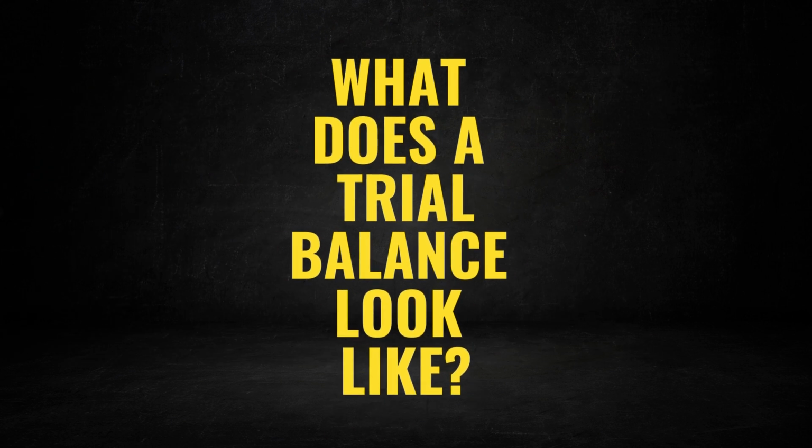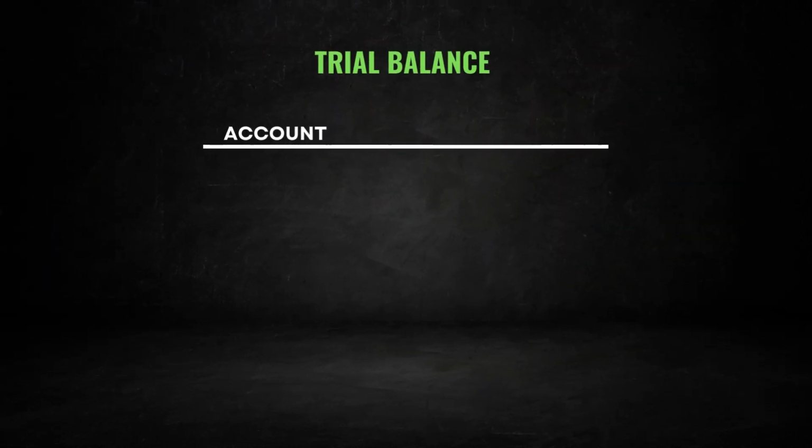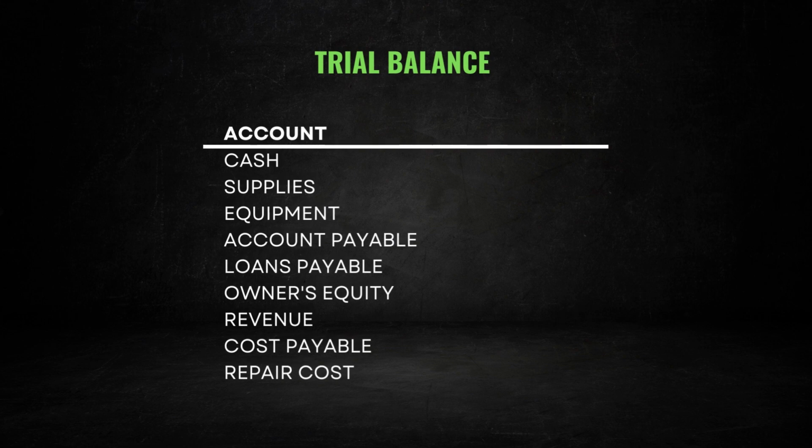To visualize a trial balance, imagine a comprehensive listing of all general ledger accounts arranged vertically on a page. Each account is accompanied by two columns, one for debit balances and the other for credit balances. It is important to mention the period and date in the title since the trial balance captures a snapshot of the financial position at a specific moment.